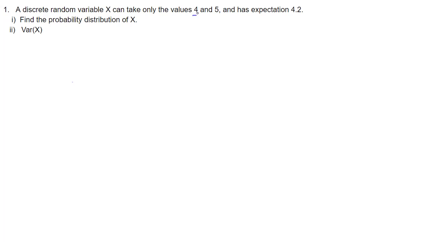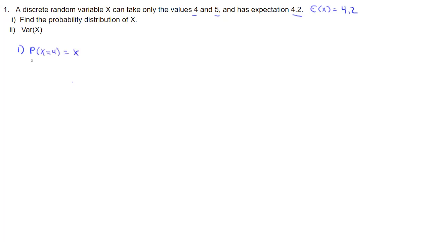In problem number 1, we've got the discrete random variable x, and it can only take the values of 4 and 5, and they tell us the expected value is 4.2. They want us to find the probability distribution. Now, the problem is we don't know any of the probabilities. We know the x's are 4 and 5, but we don't know the probabilities.